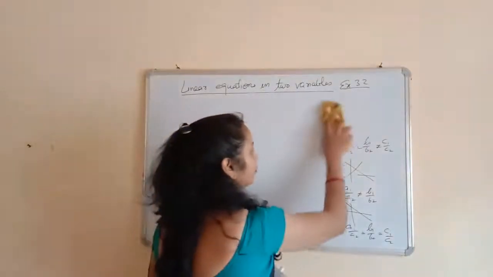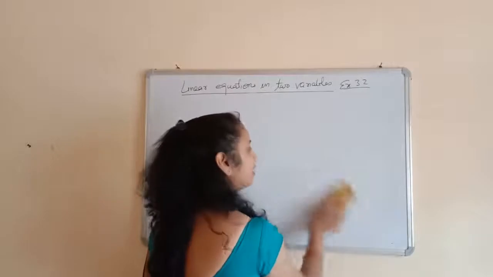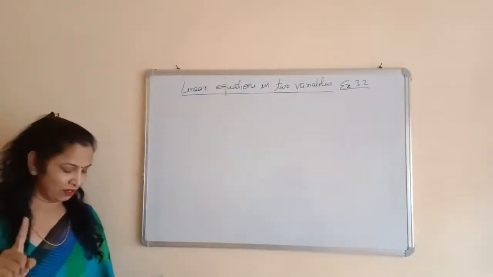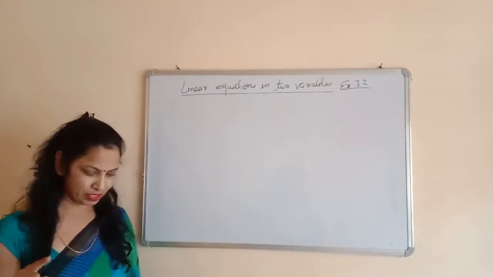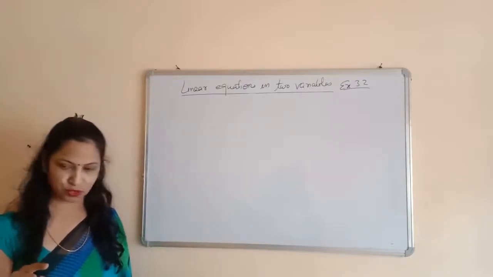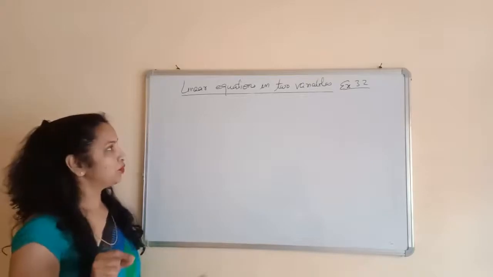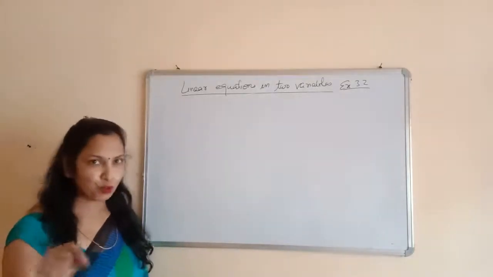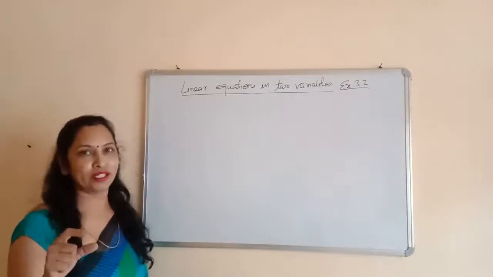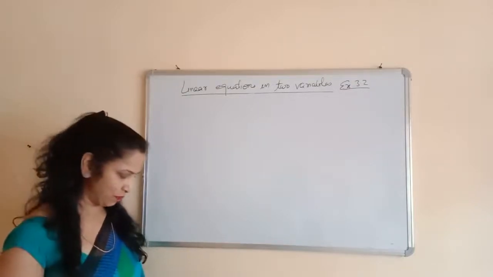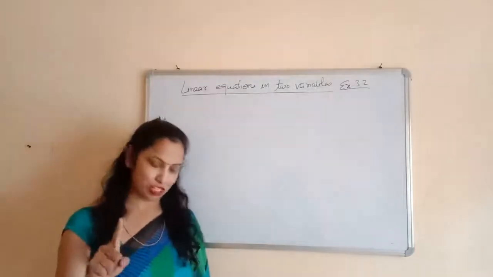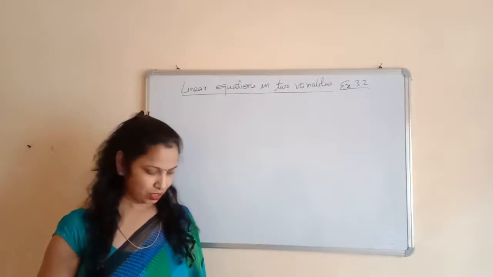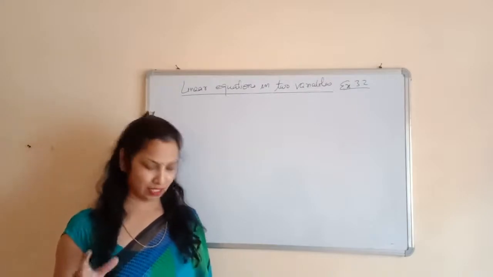Now in exercise 3.2, this is again a very easy exercise of this chapter. The first question is: form the pair of linear equations in the following problems and find the solutions graphically. It means you should know how to form the equations by reading the question. Like the first question, first part: 10 students of class 10th took part in a mathematics quiz. So note that 10 students are there in the class.